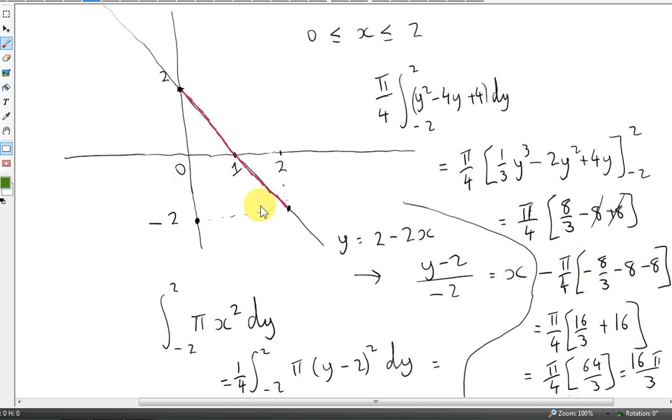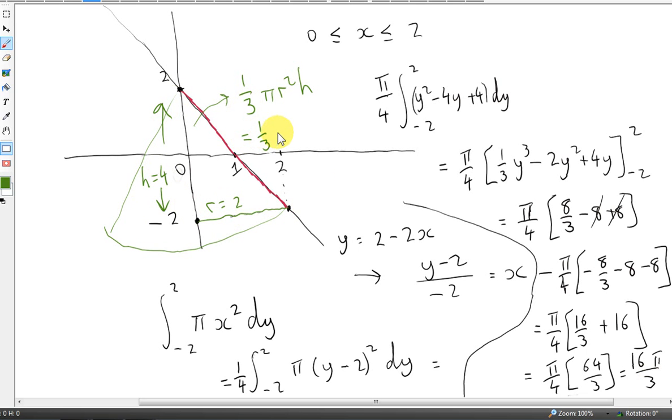Now when we rotate this line about the y-axis, we get a cone, of course. And we know that the volume of a cone is 1/3 the volume of a cylinder that encloses the cone. 1/3 pi r squared h. So we can check our answer using this. So what's the radius? Well, it's this distance here, which is 2. r is 2. What's the height? It's the distance between 2 and minus 2. Well, that distance is 4. So we have 1/3 pi times 2 squared times 4. So as you see, we end up getting 16 pi over 3.